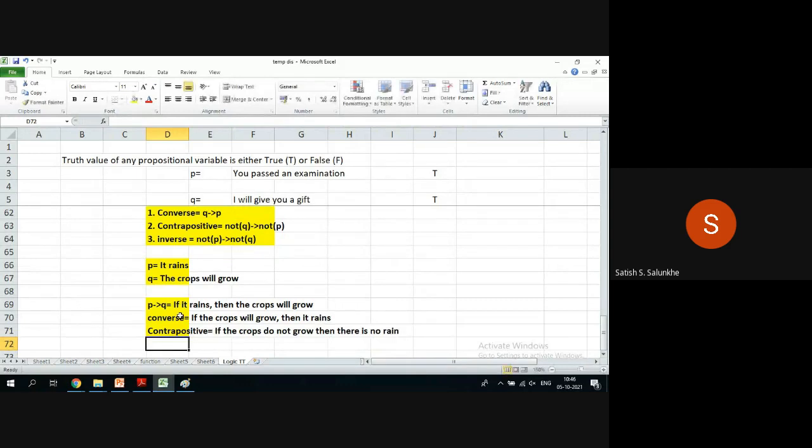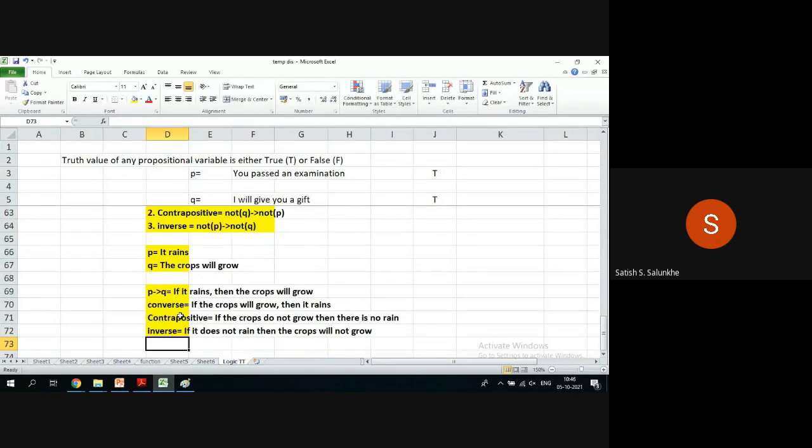And what is the inverse? If it does not rain, then the crops will not grow. Very good. So you can mute now.